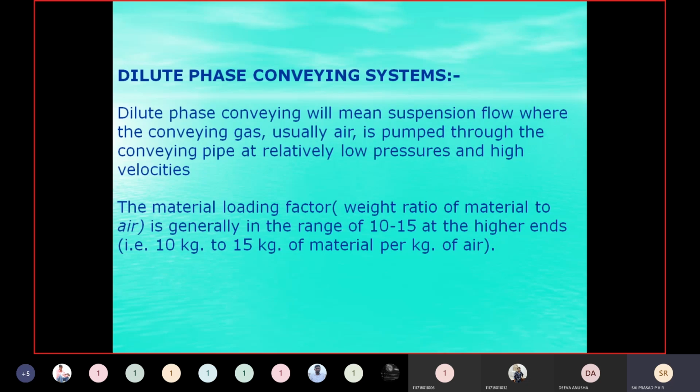So if you are using 10 kgs of material, 1 kg of air is used. For 15 kgs, 1 kg of air. So this range is different, that will be different. But the denominator is always 1 kg. The numerator, how much solids you are transporting, is what is important.